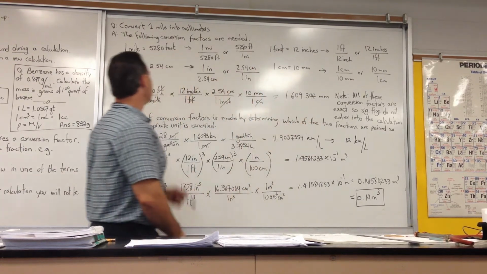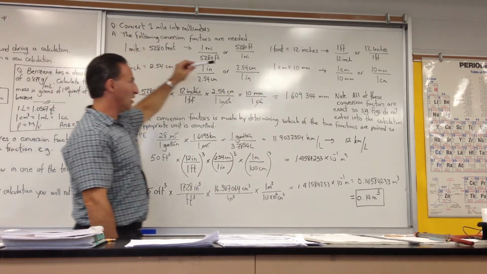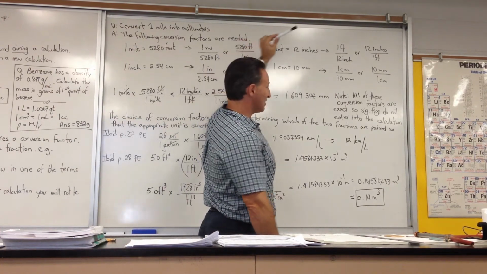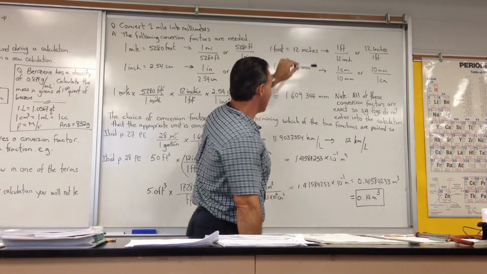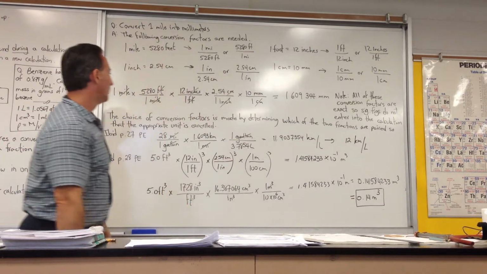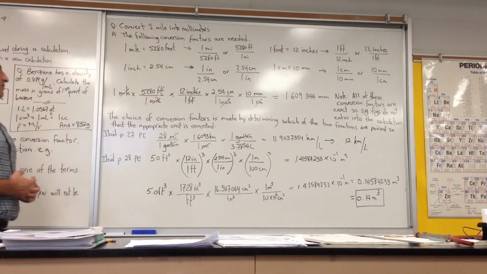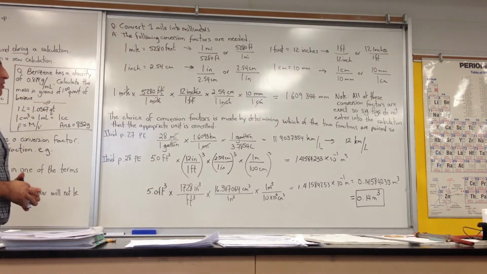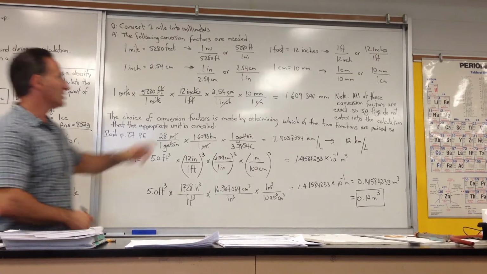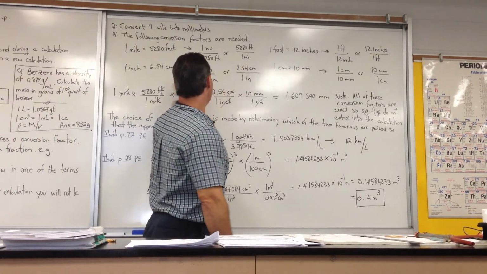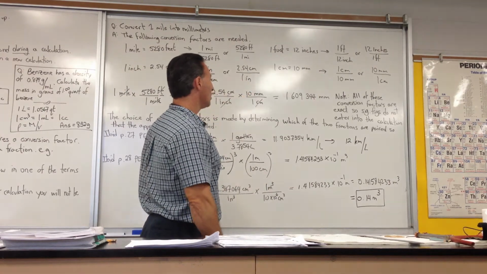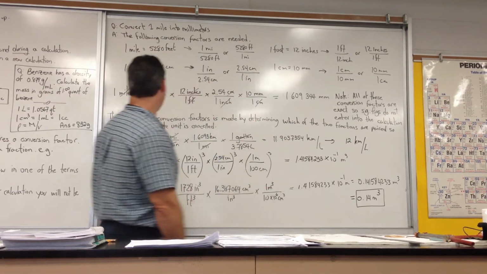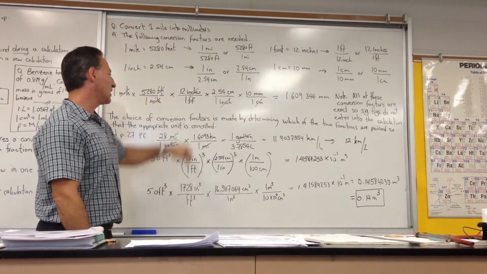Why? Because all of these conversion factors are exact. 1 foot is exactly 12 inches. 1 centimeter is exactly 10 millimeters, and so on. The choice of conversion factors is made by determining which of the two fractions, each one of these conversion factors gives rise to two fractions, which one of the two fractions is paired so that the appropriate unit is cancelled.